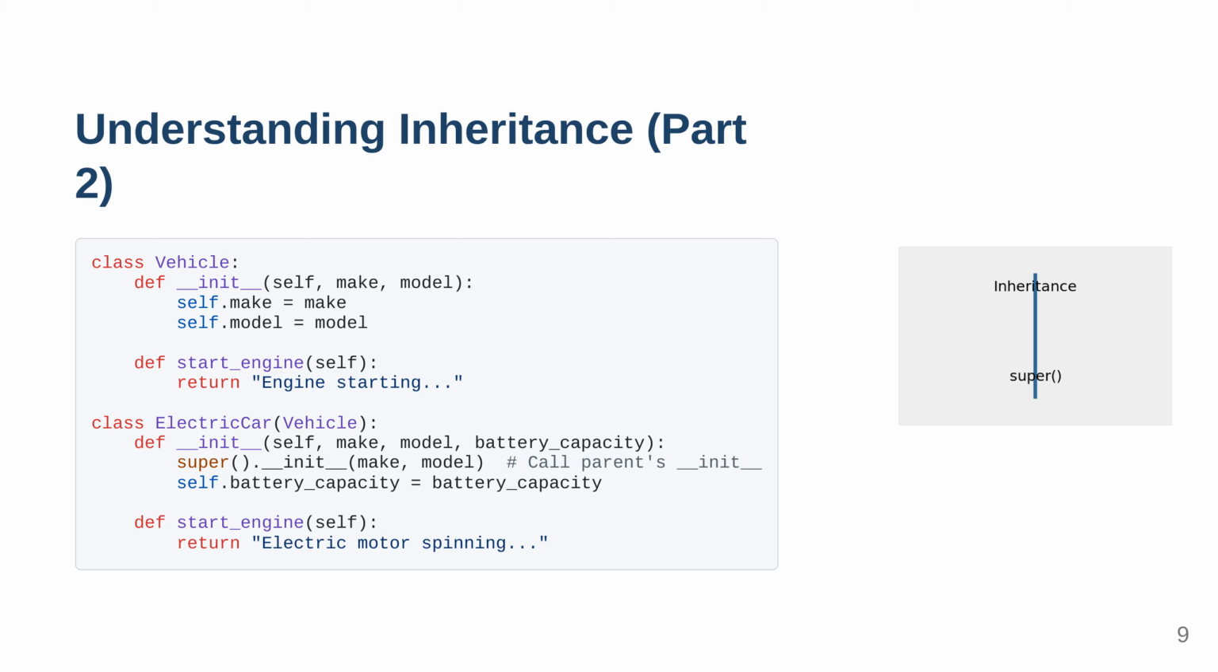The super function is used to call methods from the parent class. This is particularly important in __init__ methods to ensure proper initialization. Notice how ElectricCar extends the basic Vehicle functionality while adding its own attributes and overriding methods. This demonstrates how inheritance can be used to specialize behavior while maintaining a common interface.